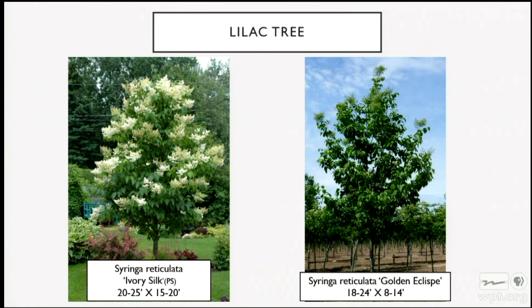Great plant. Maybe it's a little overused because of all these attributes, but I can't speak highly enough. The golden eclipse there is going to be a variegated. It's not white variegated. It's more yellow. And it maybe doesn't have quite as good a bloom as the ivory silk. But incredible plant. Like I said, it really extends the season with the lilacs there.